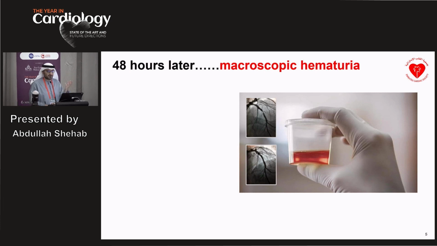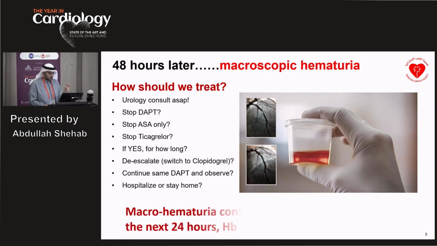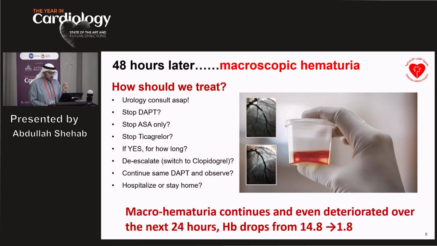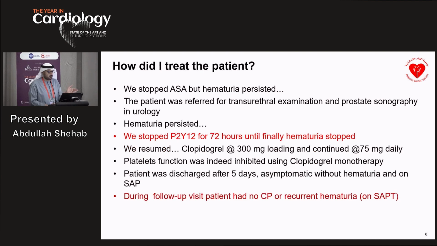So what should I do? Shall I now consult the urologist, which we should do, or should I stop the DAPT, or should I stop the aspirin, or should I stop the ticagrelor? And if yes, how long? When should I switch? Lots of questions going in your mind. So it's macrohematuria. You continue and it even deteriorated over the next 24 hours, dropped hemoglobin from 14 to 11.8. Sorry, there's a typo mistake. So what should I do now? Dropped. There's a bleeding.